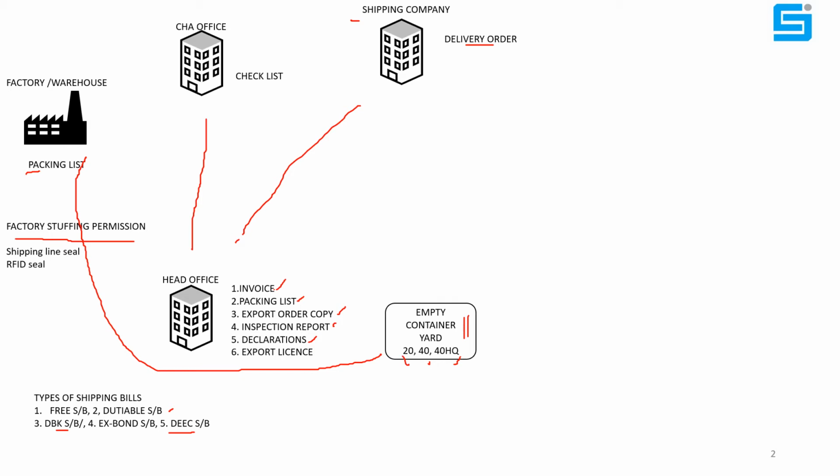If you are stuffing around 30 containers per month, then you should keep the stock of 30 RFID seals in your factory, so that if the container comes and you don't have RFID, it will be a problem, because to get RFID it takes around 2 to 4 days from the agency. Therefore, you have to keep the RFID seal in your factory.